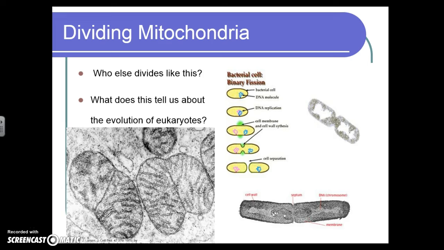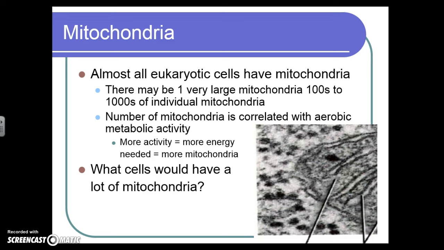Okay. Dividing mitochondria, who else divides like this? Bacteria. Bacteria undergo binary fission, separating out, so these guys also do. So these are almost some of the basics of bacteria. It's one of the unique things that suggests what maybe mitochondria were on their own at one point, which helps lead into the endosymbiotic theory.